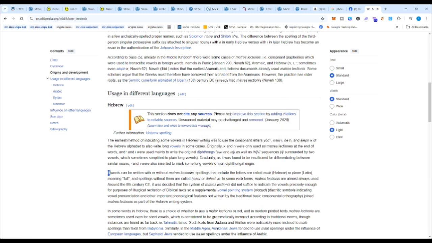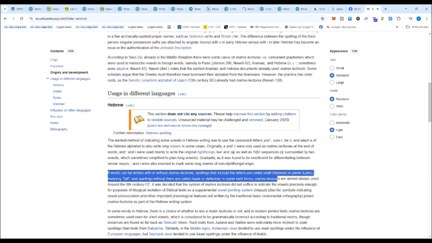So words can be written with or without matres lectionis. Spellings that include the letters are called male, or plene, from the Latin meaning full. Spellings without them are called haser, or defective.